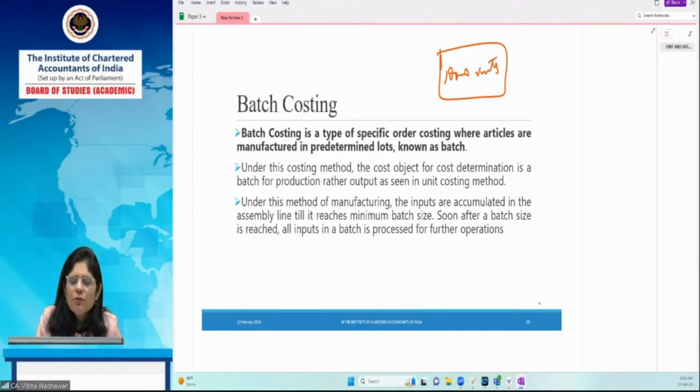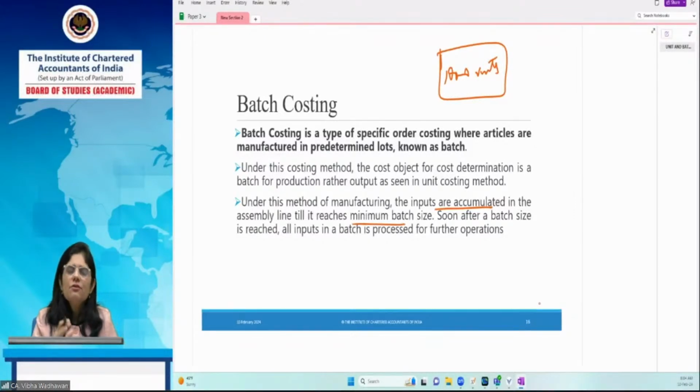Rather than output as seen in unit costing. So in unit costing, we calculate the cost per unit. But in batch, we calculate the cost per batch. Clear? Under this method, the inputs are accumulated. So all the raw material will be accumulated at one place, and together it will be inserted into the machine, into the assembly line, till it reaches the minimum batch size.